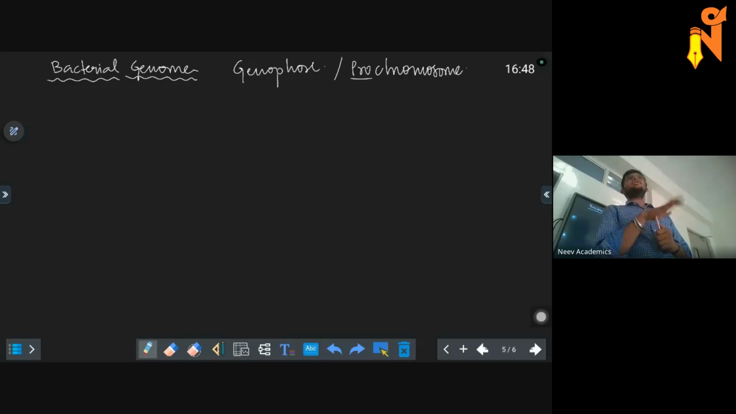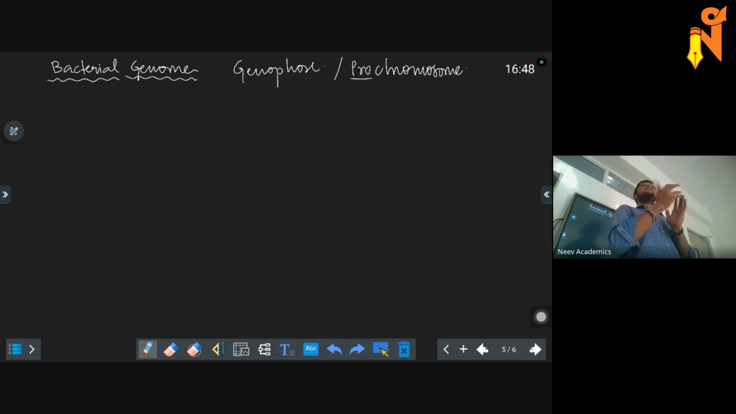Second point: bacteria lack histone protein. That is why the DNA is called naked, not because it lacks a nuclear membrane. It lacks histone protein, that's why it is called naked. It will have some non-histone proteins. These proteins help the bacterial cell to properly organize the genetic material, but they will not help the bacterial genome condense into a chromosome.